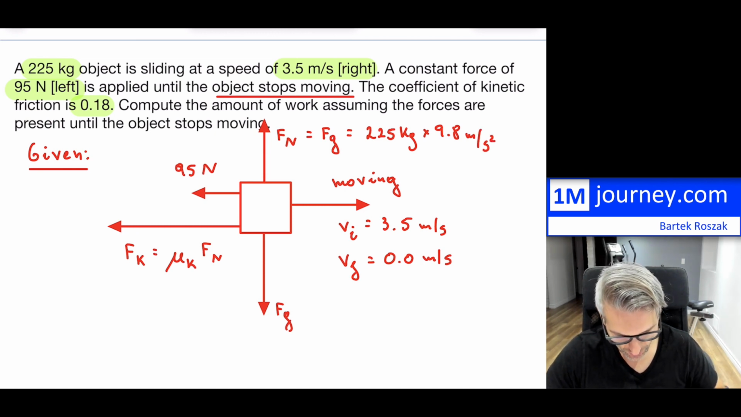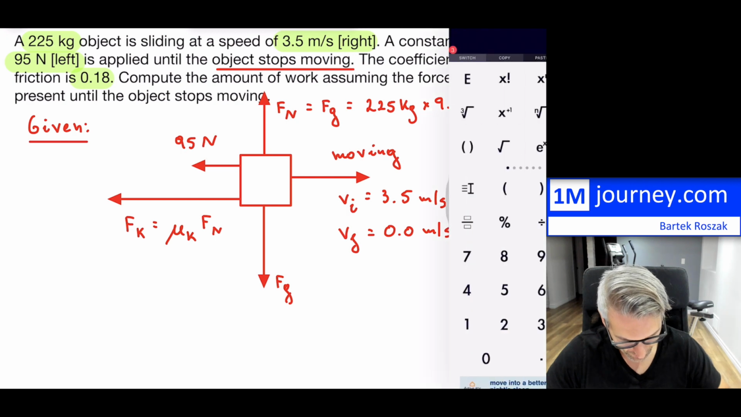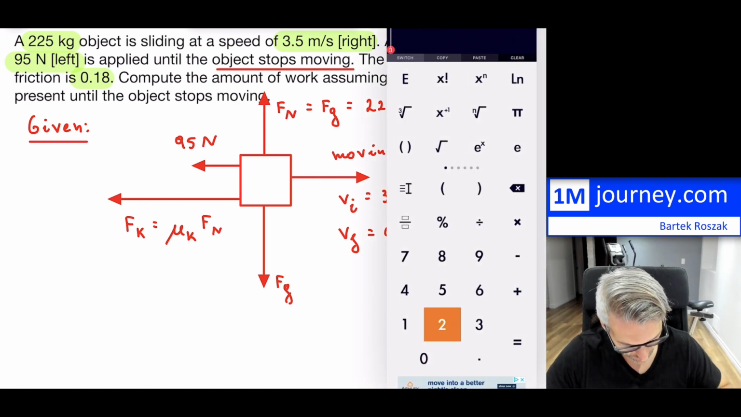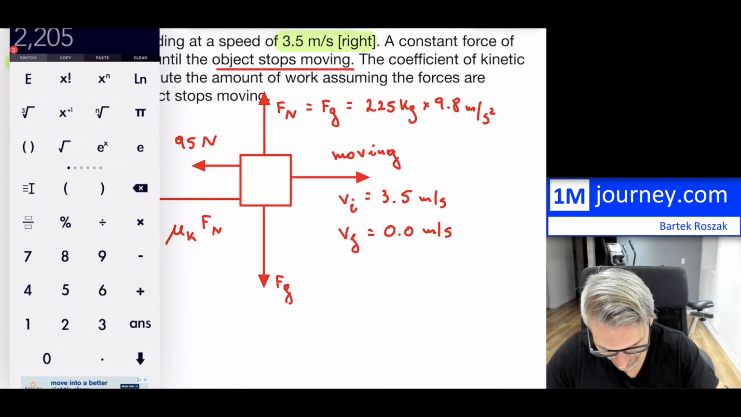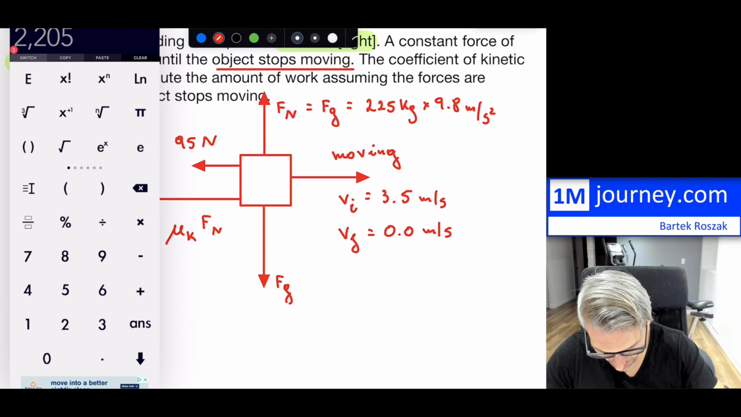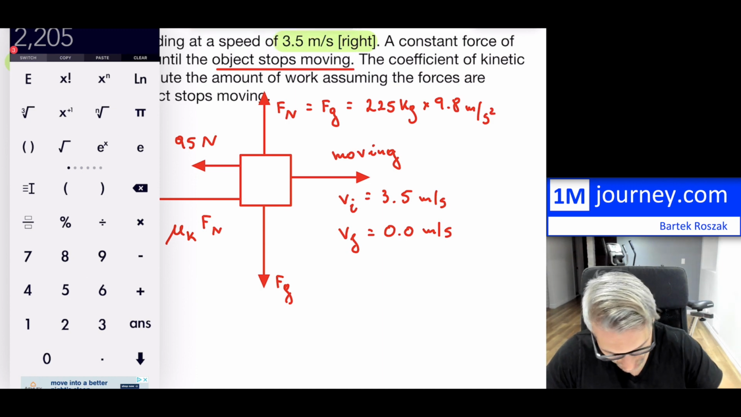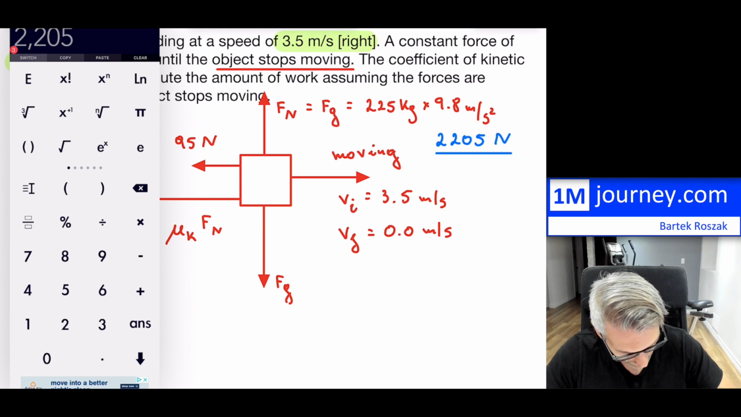So now I will know exactly what that is, so I can put that in here. So 225 multiplied by 9.8. Okay, so there we have it. And maybe I'll just change the color so it pops out at me. 2205 newtons. All right, so that's my force of normal.